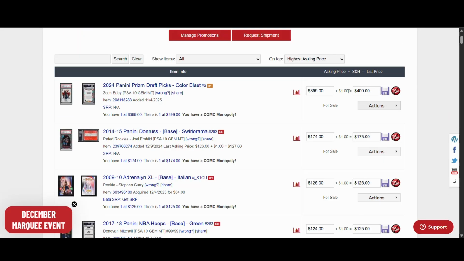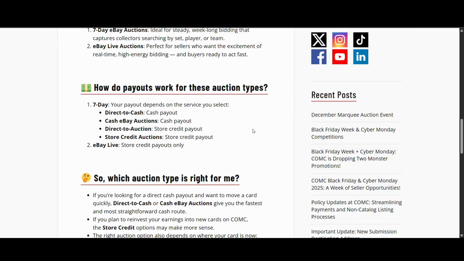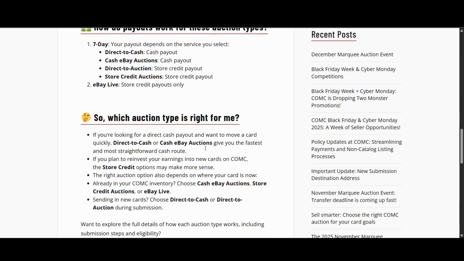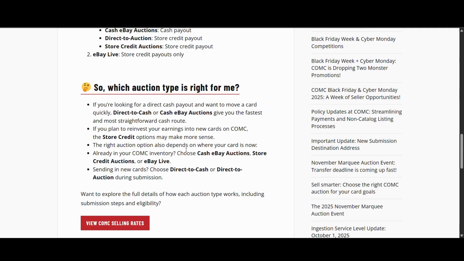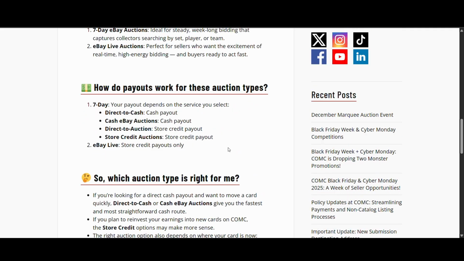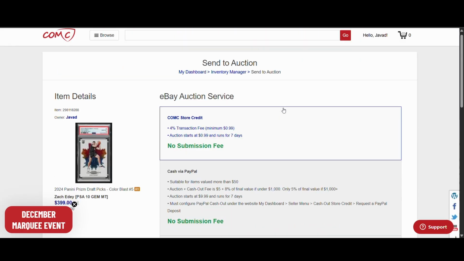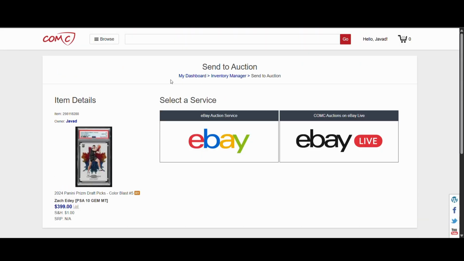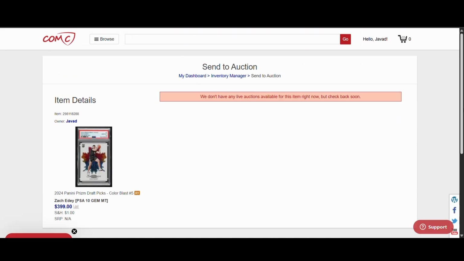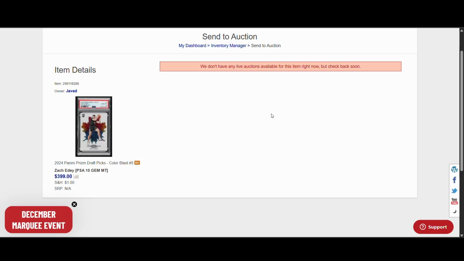But if we look over here, those are the ones they mentioned: direct to cash, cash eBay auctions, store credit auctions. They do have some other ones available at different times, but these are the standard ones. Now, currently, if I go over to this, it's not going to look like anything. There's nothing available for live auctions right now. But at different times, there are usually 3 live auctions available to submit to.